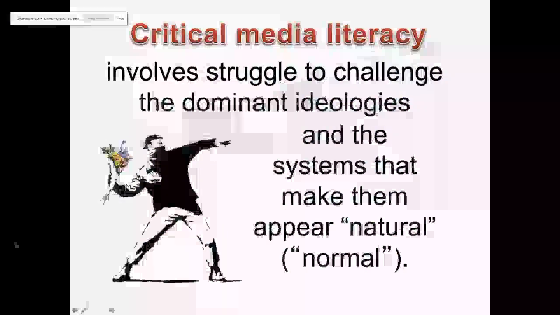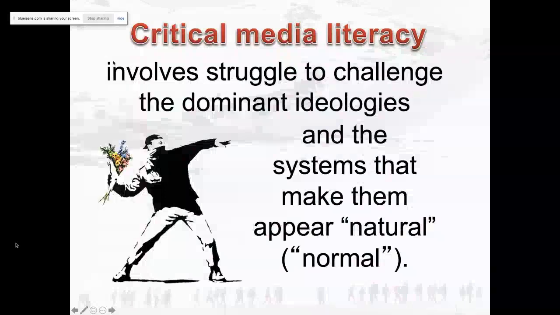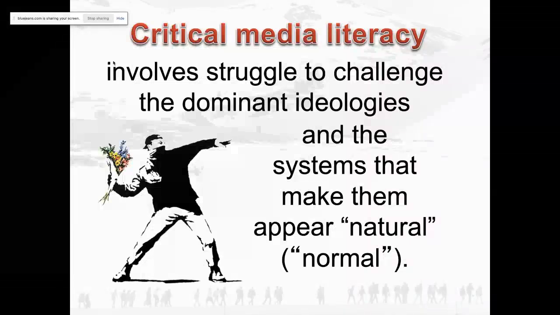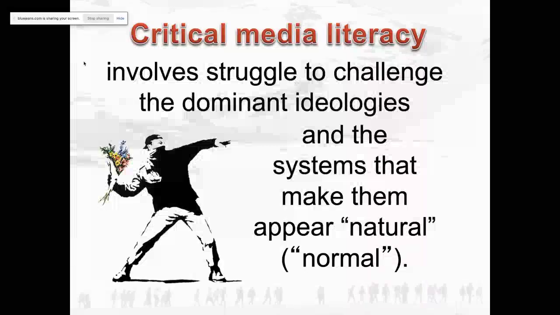So critical media literacy involves struggle to challenge the dominant ideologies and the systems that make them seem like they're normal or natural. And I want to argue that they're not normal or natural, that they're constructed, that everything is made by people who make choices. And the more we can recognize what these choices are, we can then challenge and change the choices.